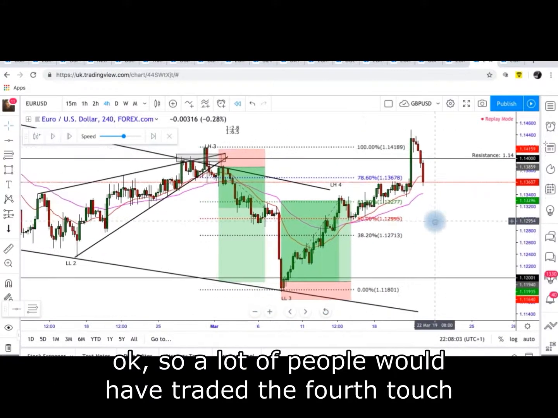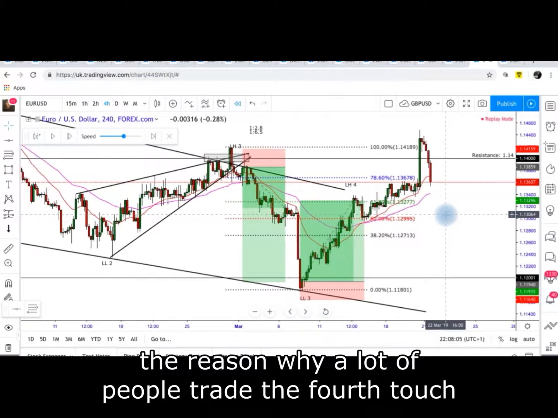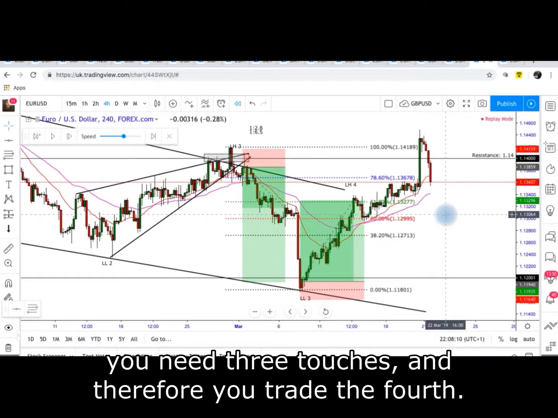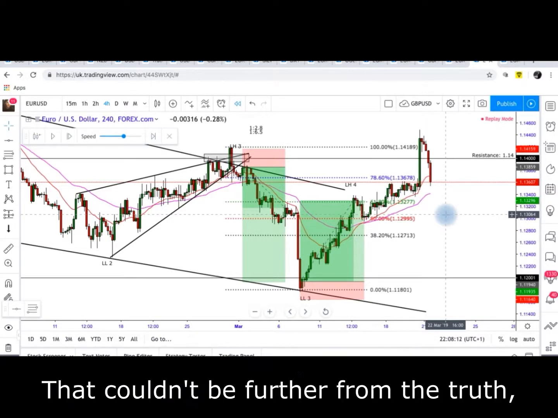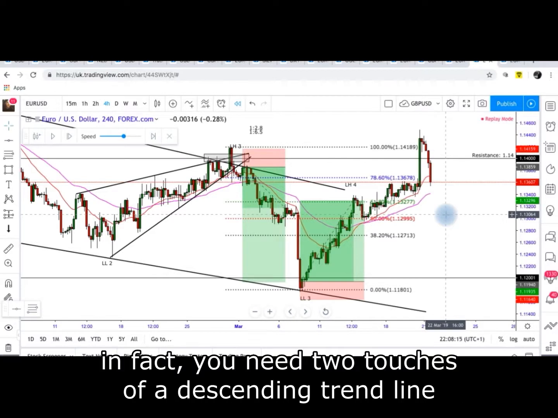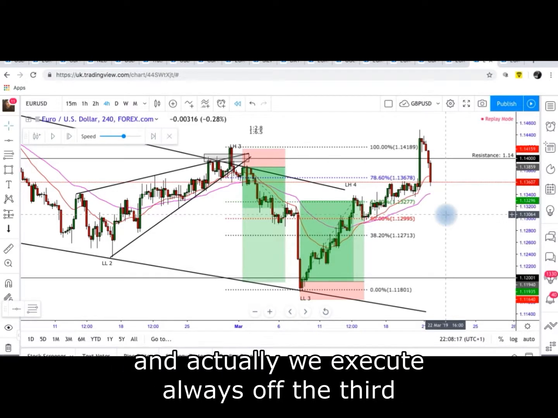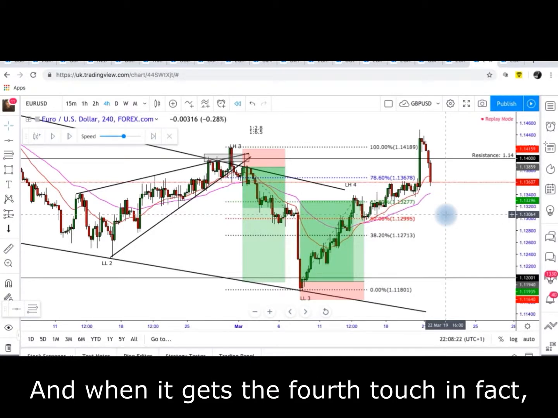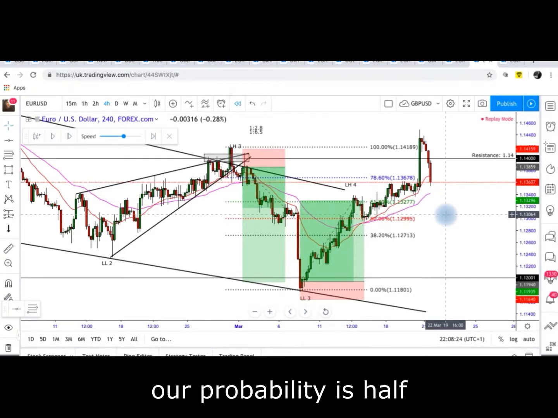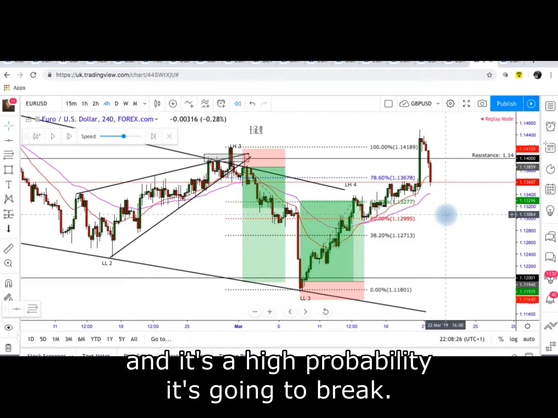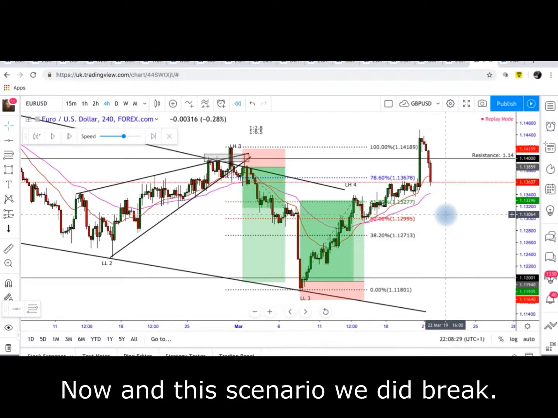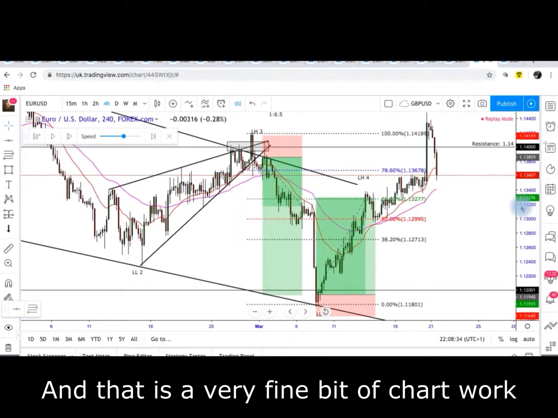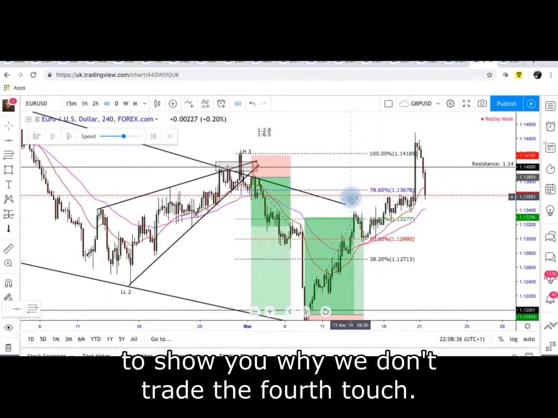A lot of people would have traded the fourth touch. The reason why a lot of people trade the fourth touch is because they believe that to create a trend line, you need 3 touches, and therefore you trade the fourth. That couldn't be further from the truth. In fact, you need 2 touches of a descending trend line, and we always execute off the third touch of either side. When it gets to the fourth touch, our probability is halved, and there's a high probability that it's going to break. In this scenario, we did break, and that's a very fine bit of chart work to show you why we don't trade the fourth touch.